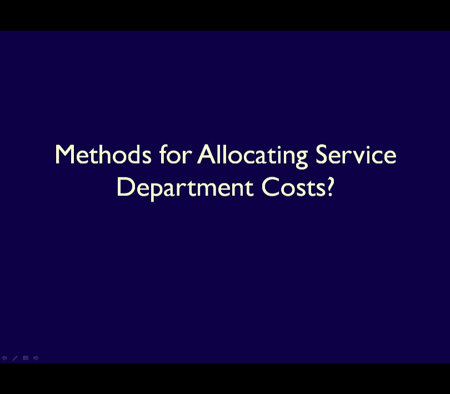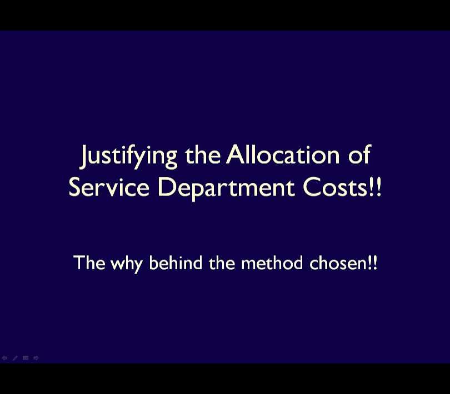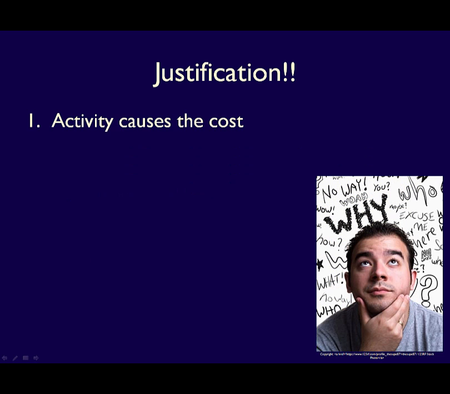There are a few, and when deciding between methods, the most important thing is being able to justify the method you choose to allocate those costs. In fact, the justification is one of the ways we choose the method that we actually use to allocate service department costs. There are basically 4 criteria that will help to justify your cost allocation decisions and therefore help you to choose a method.